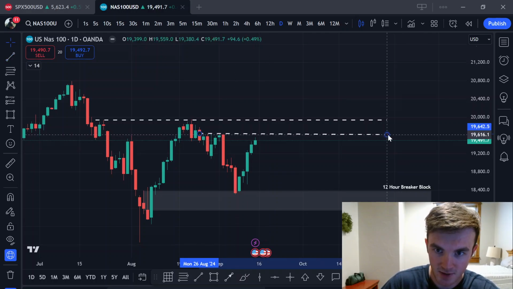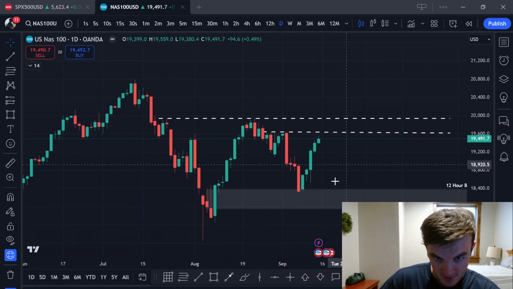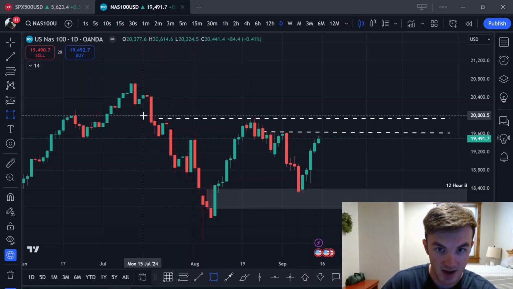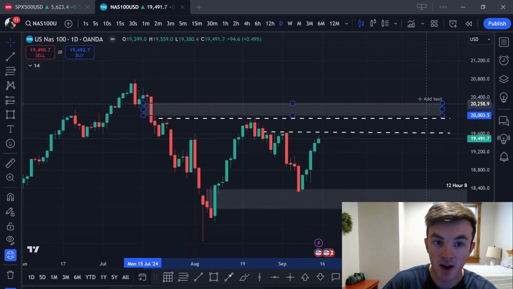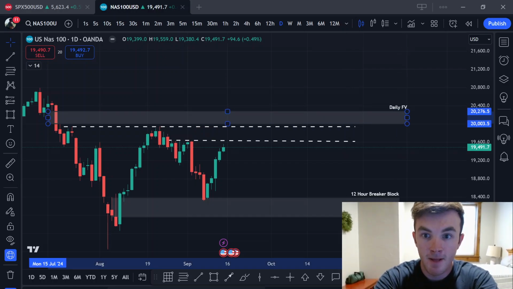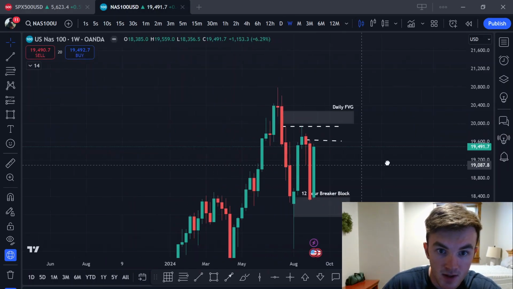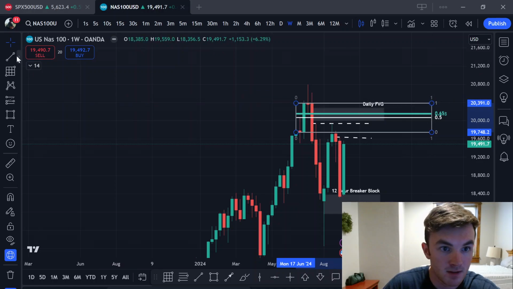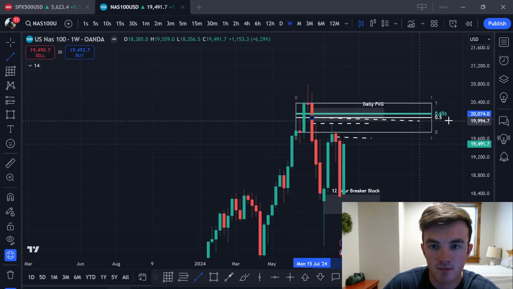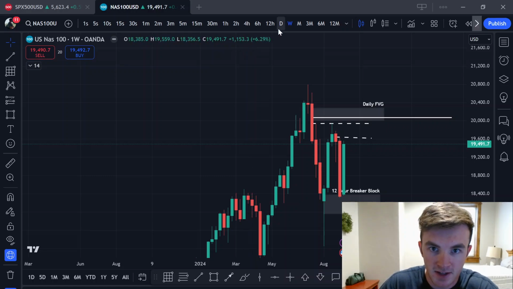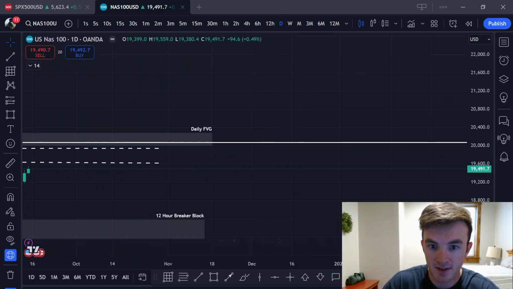So where does it look like the liquidity is right now? Looks like there's a ton of liquidity resting above these highs, and then you have this daily fair value gap. Now, what I think is really interesting about this daily fair value gap is that it aligns with this order block mean threshold, which is aligned pretty well above these weekly equal highs. So we have this mean threshold.